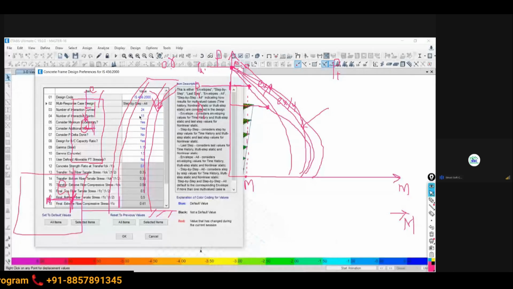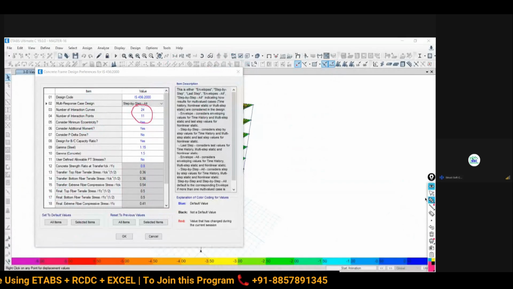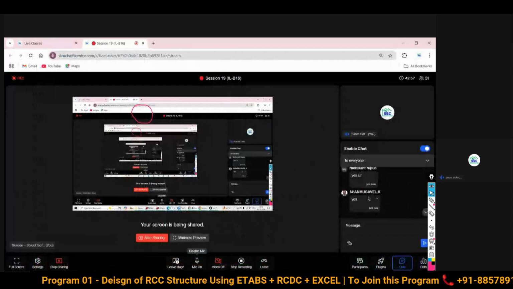Is that all clear? What do these two points mean? Just to explain these two points, I have explained the point of interaction curves. Got it? Yes, the meaning is clear.